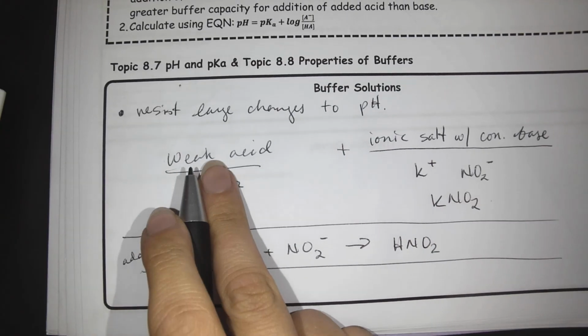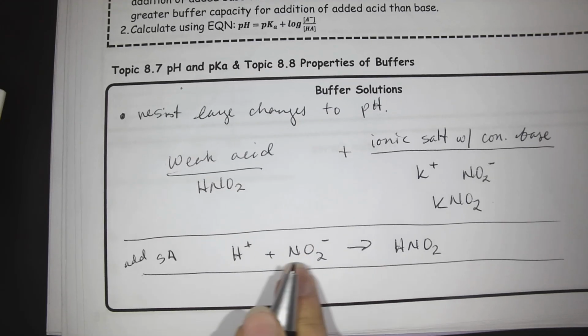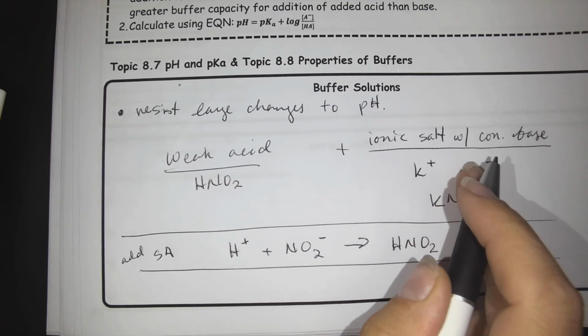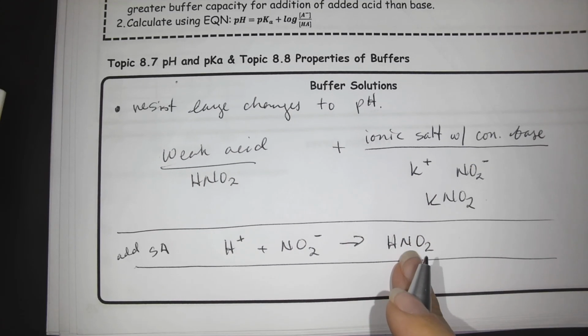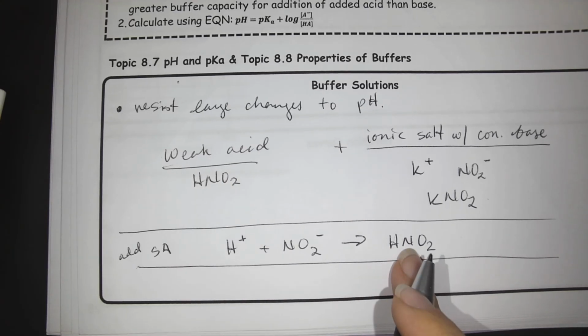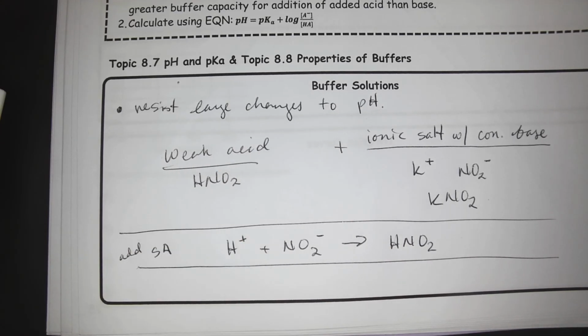The original weak acid. So if you add a strong acid, the conjugate base that's in the salt just turns it back into more of this guy. And so then the pH doesn't really shift that much. So that's how it's buffering against a change in pH, making the pH lower.